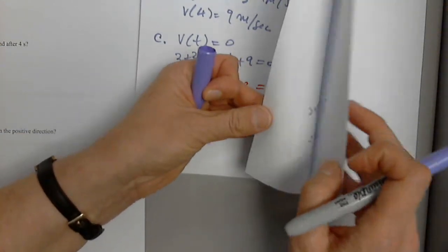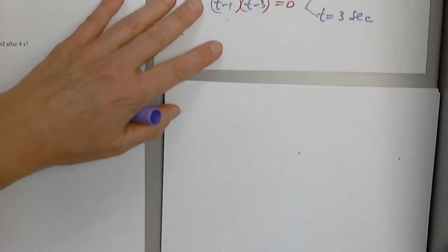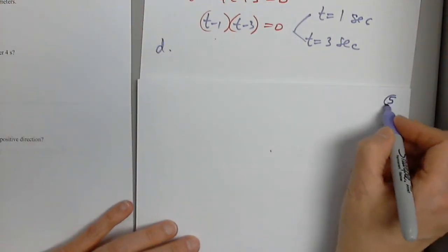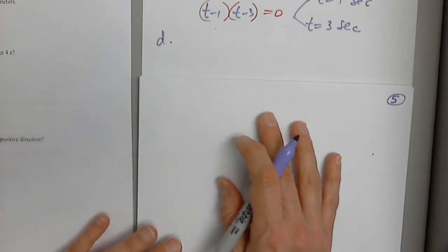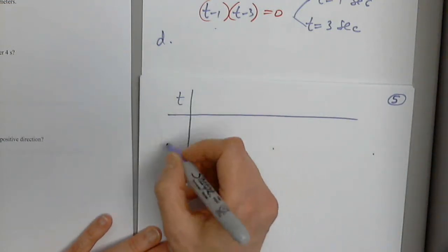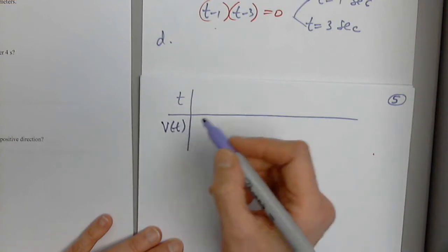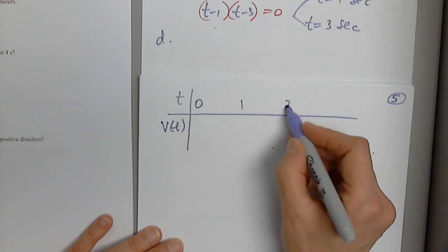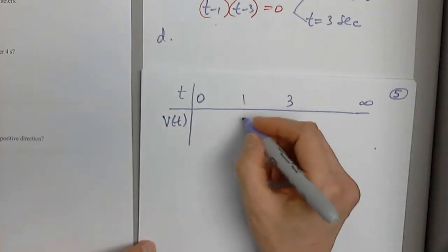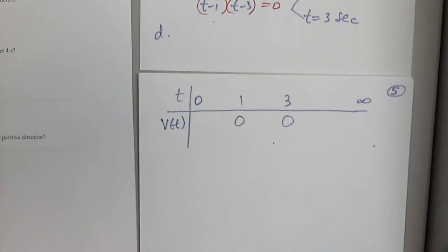Now I have to use a table. So here's our table. t, v of t: 0, 1, 3, infinity, unless we are given something else. I know this is 0 and this is 3.